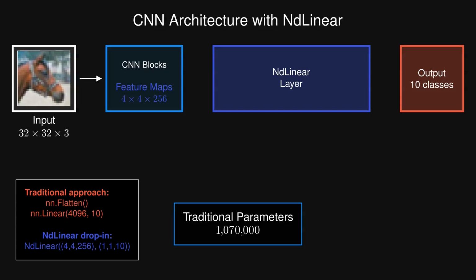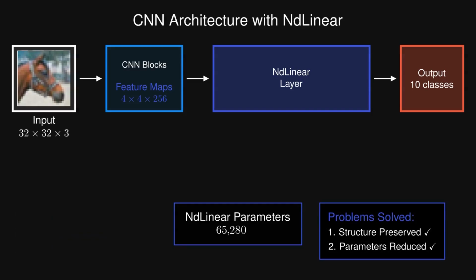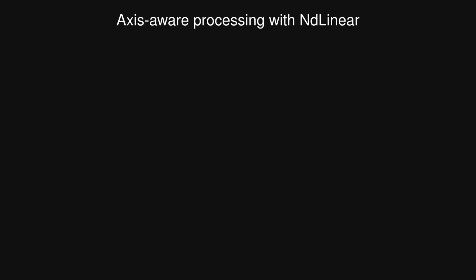NdLinear eliminates the need for flattening entirely. It operates directly on the structured 4 by 4 by 256 feature map, preserving its spatial organization. Instead of learning one massive transformation, NdLinear learns 3 smaller ones, one for each dimension of the image. We've reduced the number of parameters from over 1 million to just 65,000, a 16-fold reduction while maintaining the exact output dimensions. Both problems are solved. Spatial structure is preserved, and we've dramatically reduced the parameter count, all with a simple drop-in replacement.